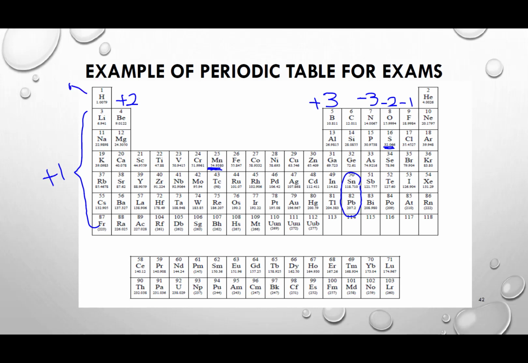Hydrogen is a nonmetal. Its charge depends on what it reacts with: sometimes +1, sometimes -1. If it reacts with a non-metal, its charge is positive, and if it reacts with a metal, its charge is negative.